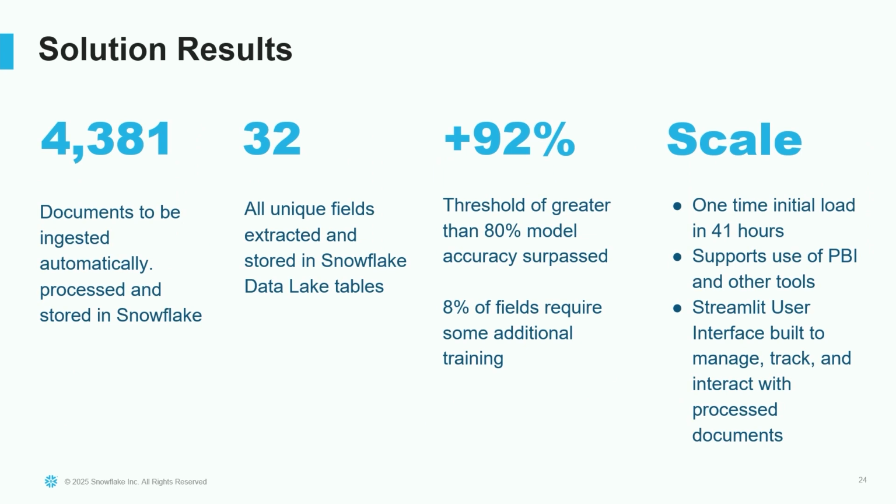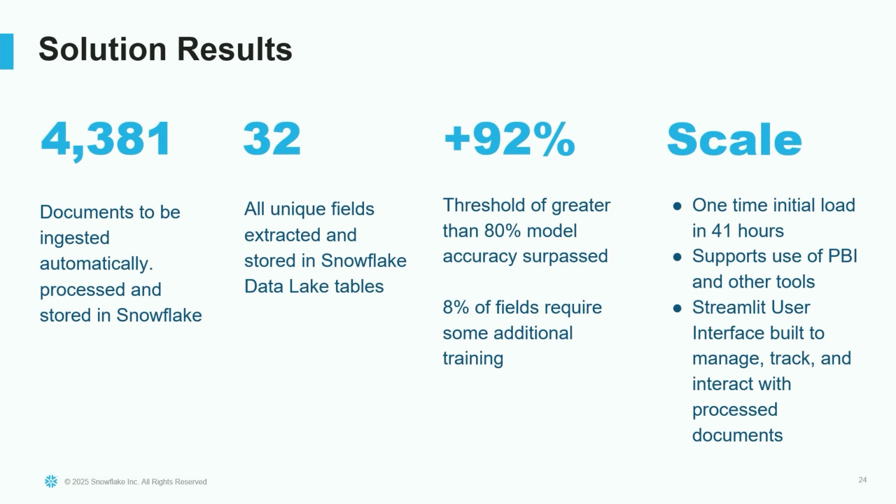Okay, so let's talk about results. In our solution, we processed 4,381 documents. We had 32 unique fields that were being extracted from all of the factory order forms and then stored in a table. Basically 92% of all those fields came through accurately with no issues. And there was another 8% that required some additional training and tweaking, and then we got those in as well. So 92%, well above 80.